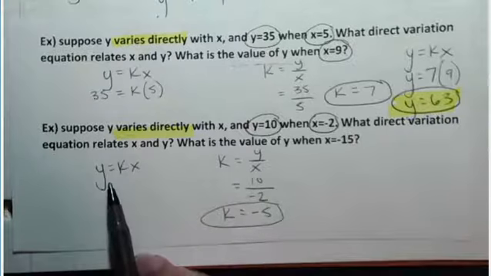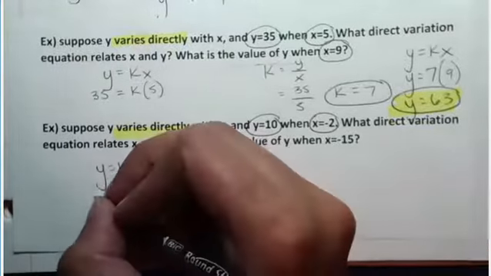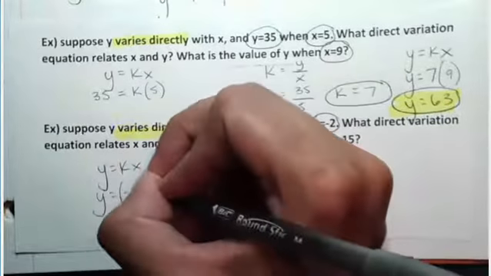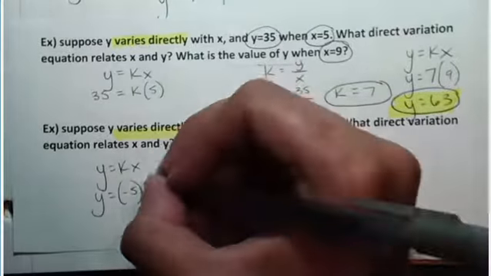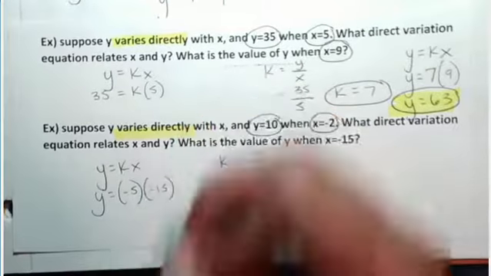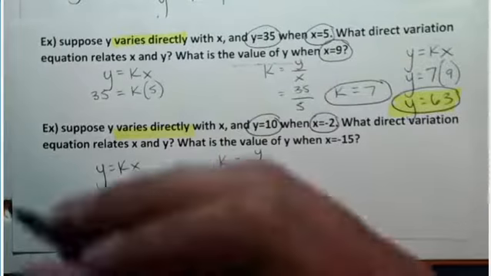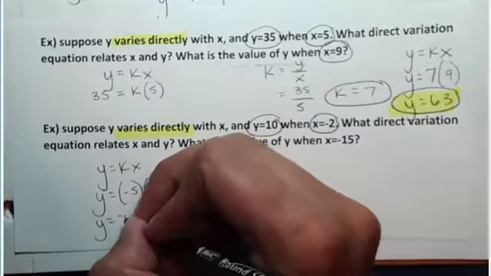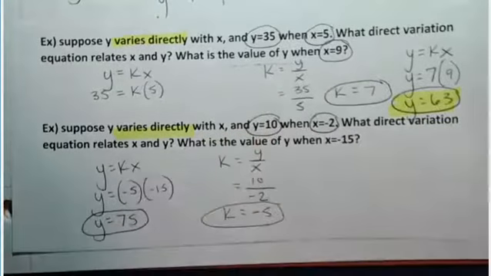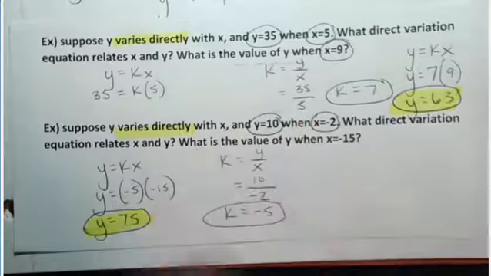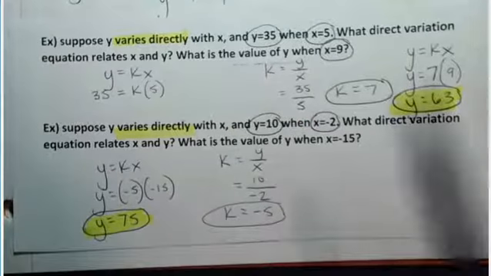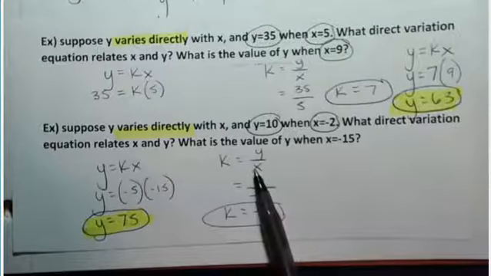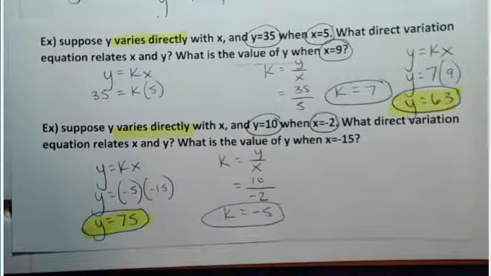So let's use our equation. What is the value of y? That's what we want to solve. We found k is negative 5 and x is negative 15. And all I have to do is multiply those two together. 2 negatives makes a positive. 5 times 15 is 75. So my answer here would be 75. That's how questions are asked on the EOC about direct variation. You have to use your formula. We have to find the constant of variation, and then we just plug it in with what they want me to find.